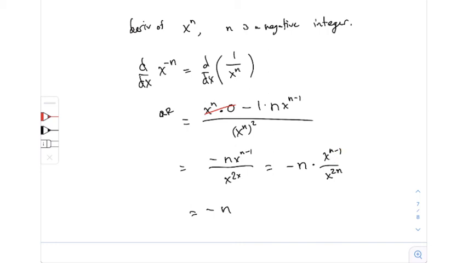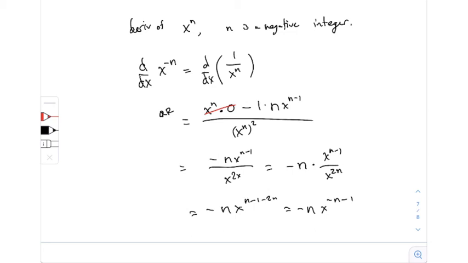Remember how to simplify those guys? Yeah, you would subtract the exponents in this case. So it's x to the n minus 1 minus 2n, which I guess those n's could combine up there. X to the, I think, minus n minus 1 is what it's going to be. Or you could say minus 1 minus n. Same thing.